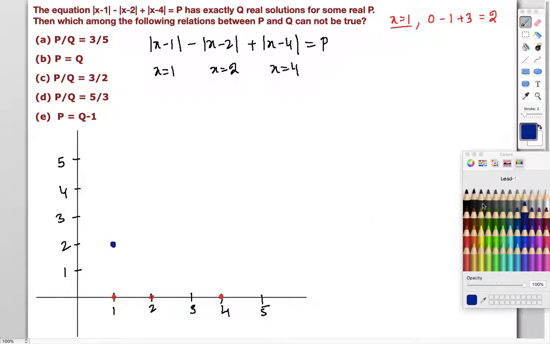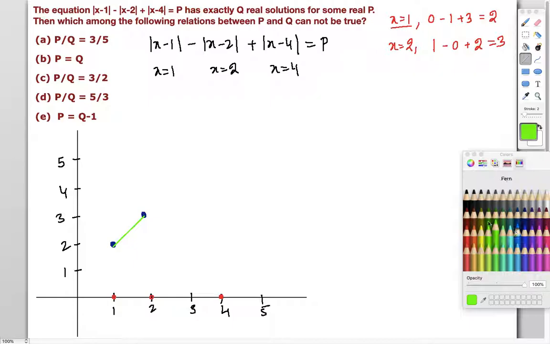Similarly, at x = 2, what is the value of p? |2 − 1| is 1, |2 − 2| is 0 and 2 − 4 is −2 and its mod will be plus 2. So it will be equal to 3. So at x = 2, the value of y is equal to 3. I'll mark this point here. Once I get 2 points, you can join them. So I'll join these 2 points like this. So the nature of the graph between 1 and 2 will be like this.